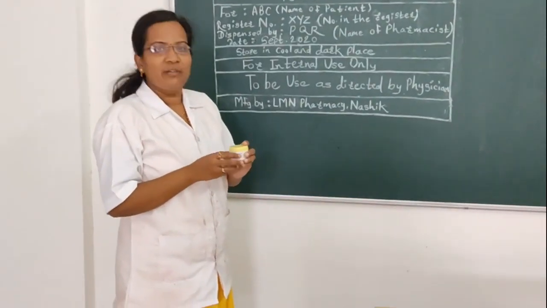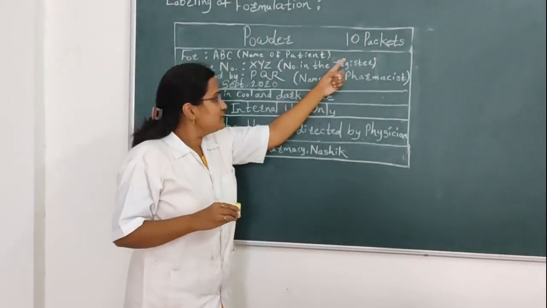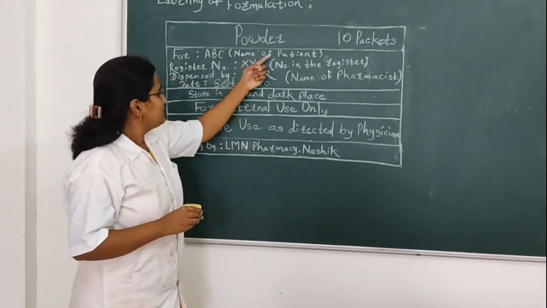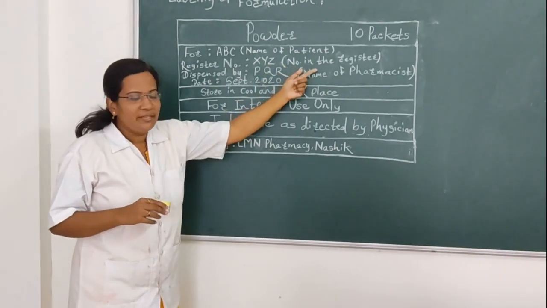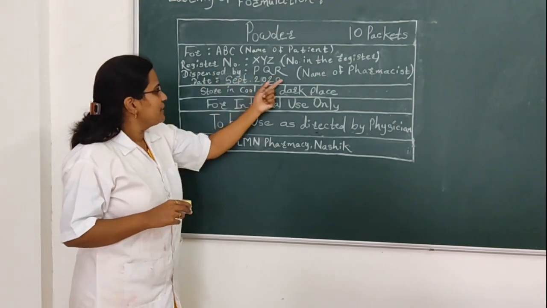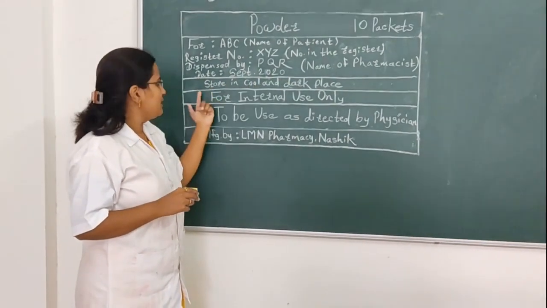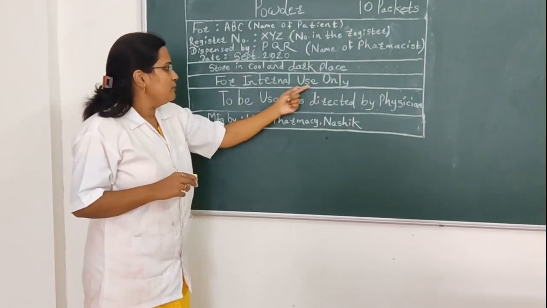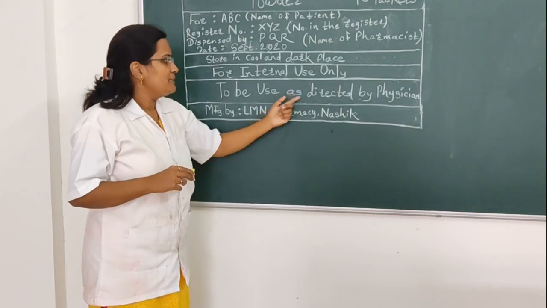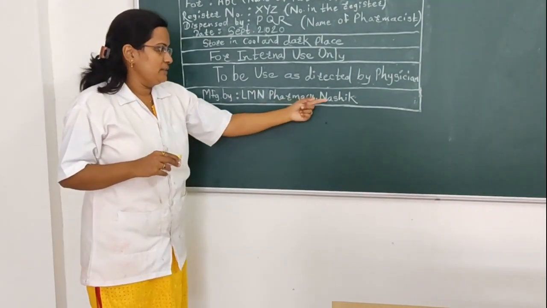So we will move towards labeling of the formulation. Powder containing 10 packets. For ABC, meaning name of patient; register number XYZ, meaning number given in the register; dispensed by PQL, that is the name of the pharmacist; manufacturing date September 2020; store in a cool and dark place; for internal use only; to be used as directed by physician; manufactured by Element Pharmacy Nasi.